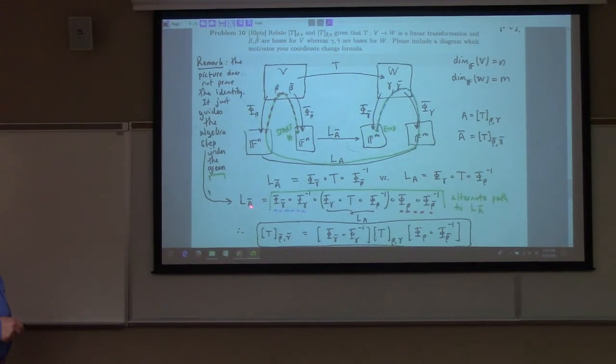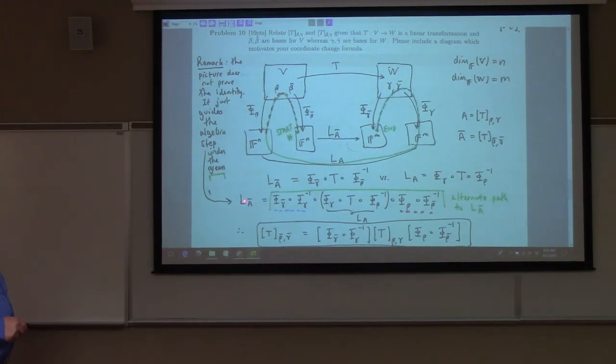L of A bar, well, I'm sorry, the other way around. This map, this journey is the same as this, and, how to say this? I still haven't said it right. Going from here to here is the same as going from here to here to here to here to here, is the idea. And so that's where this formula came from. The green path is that formula right here.